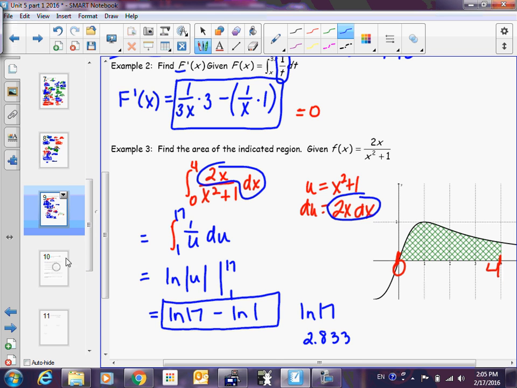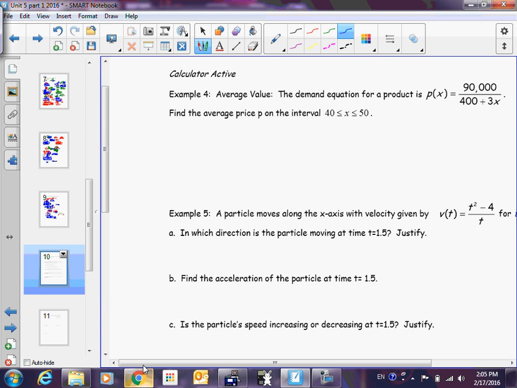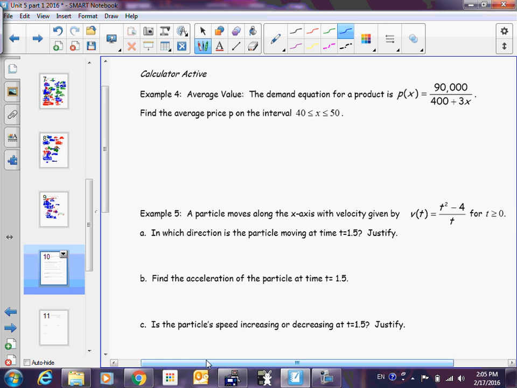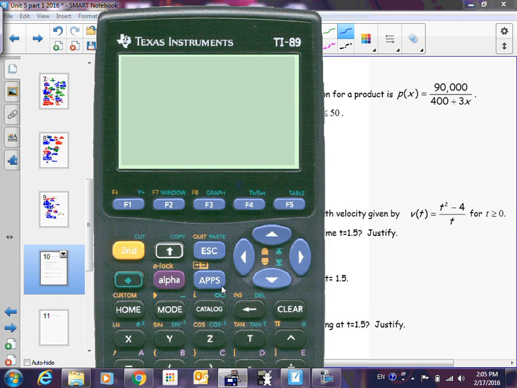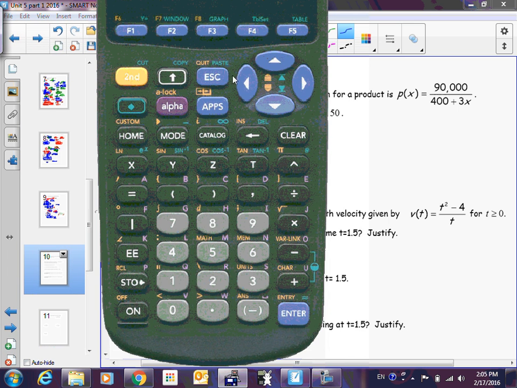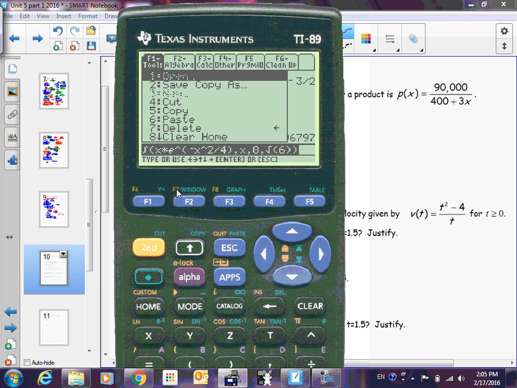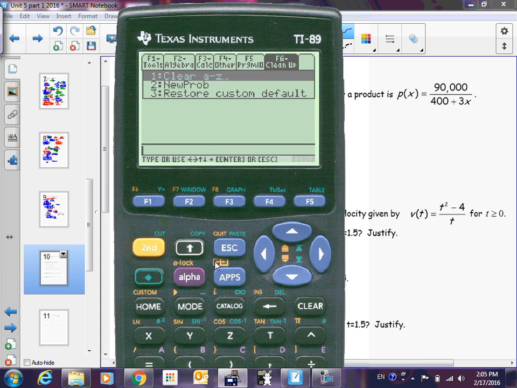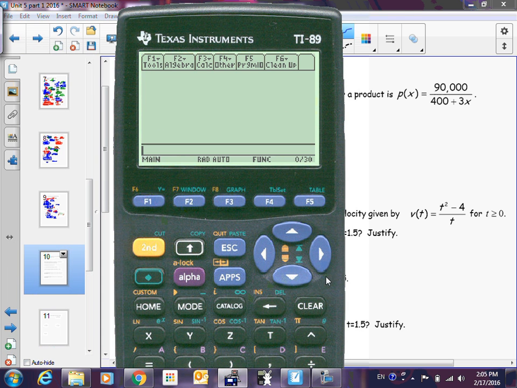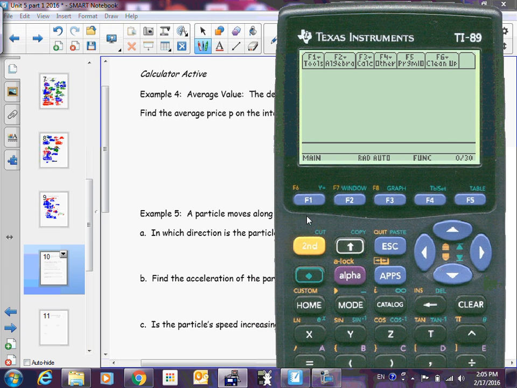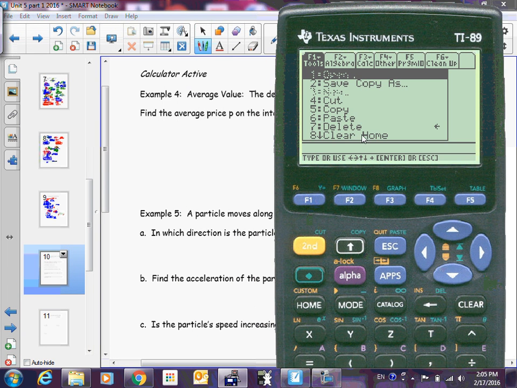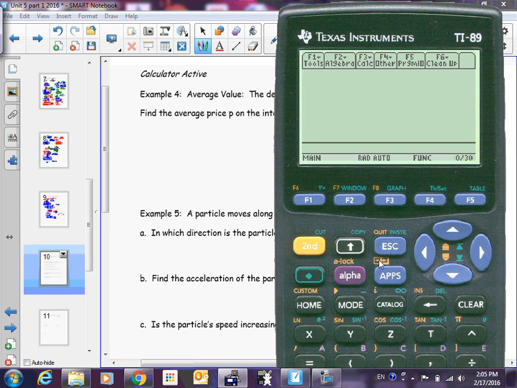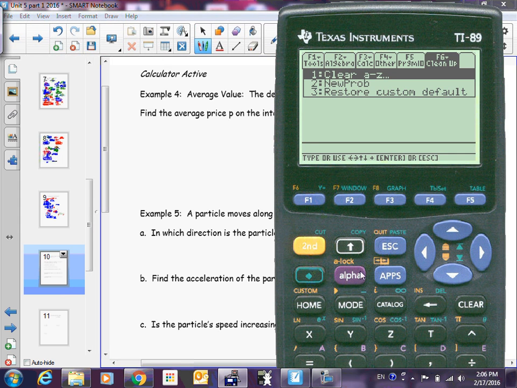Okay, let's turn the page and let's talk about some calculator problems. If you don't have your calculator out, go ahead and get that out. A good idea would be to just go ahead and clear things out and maybe even clear your variables. You clear the home screen by doing F1 and then 8 is clear home. And then you clear your variables by doing second F1 clear AZ. A to Z.